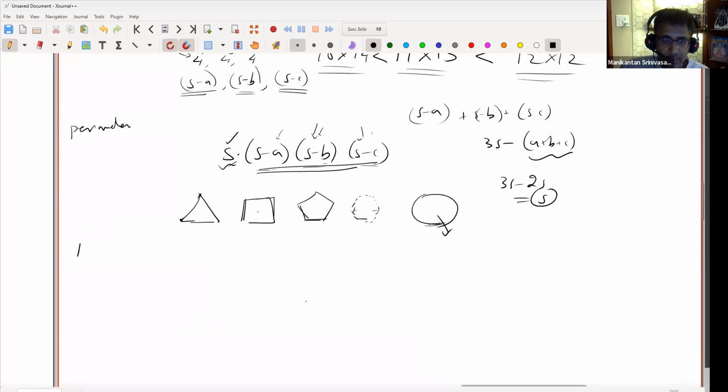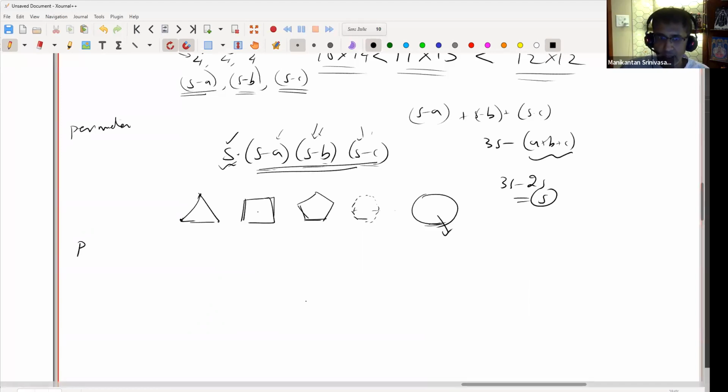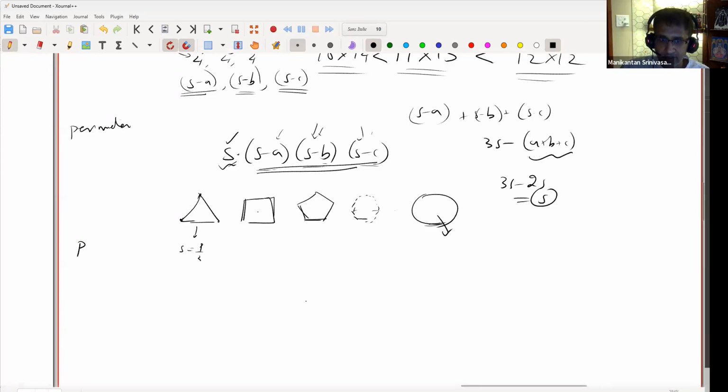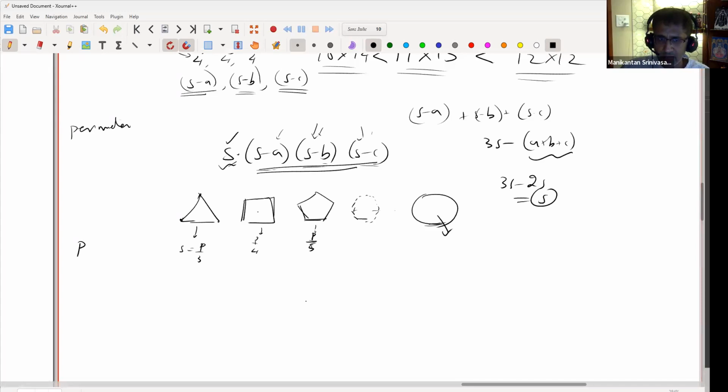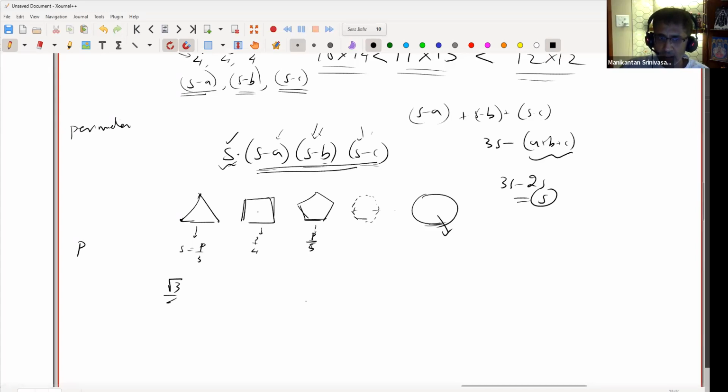So let's say the perimeter is constant, P, for all of them, right? Each side will be P by 3 in this case, and each side will be P by 4 in this case. But let's first test just the extremes. We can test for a triangle. For a triangle, the area is √3 by 4 times side squared. The perimeter is given to be a constant.